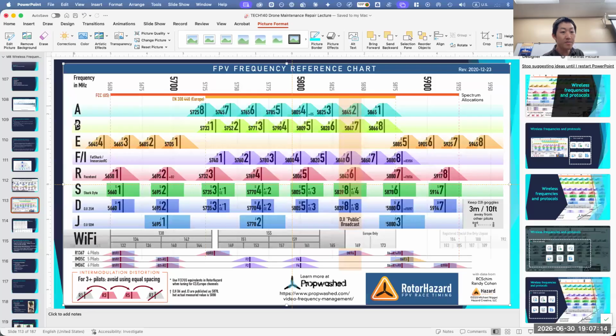Okay, so A, B, E, F, I, R, these ones are all analog. So analog has kind of a bell curve shape. The S, D, J down here, you notice it's a boxy shape. Okay, those are digital signals. They are still using the same frequencies, but they're just sending out the signal differently. All right. So we have a SharkBite DJI system, and yeah, they have their own allocation right here. Okay. And then you can see Wi-Fi also shares this, so things can get kind of crowded.